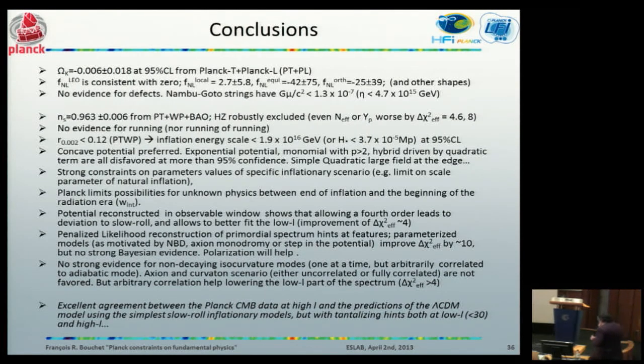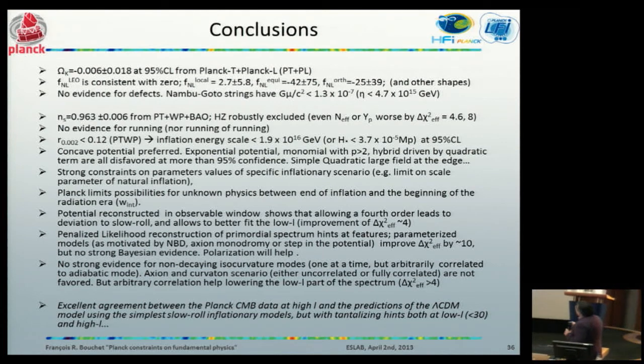Now let me just spend a few minutes on the conclusions. If you look at what I told you during these 30 minutes, we have no indication that there is any need for curvature, no LEO at all, no evidence for defects. On the other end, there is pretty solid evidence that we are not scale invariant, that NS is around 0.96. No evidence for running. We can also put constraints on the inflation energy scale just by the upper limit on the tensor to scalar ratio.